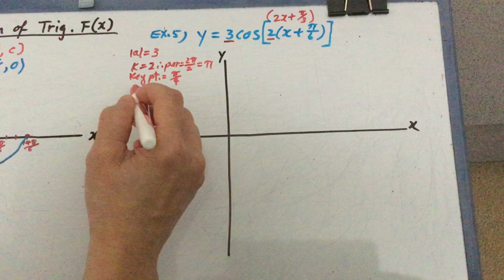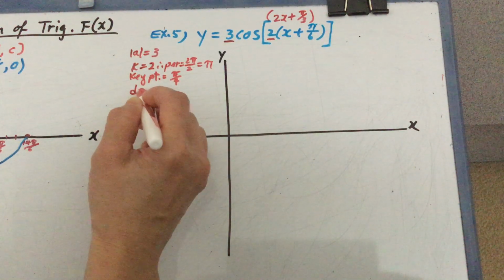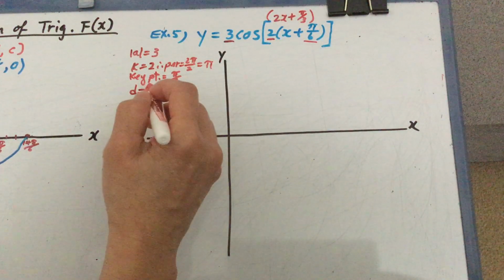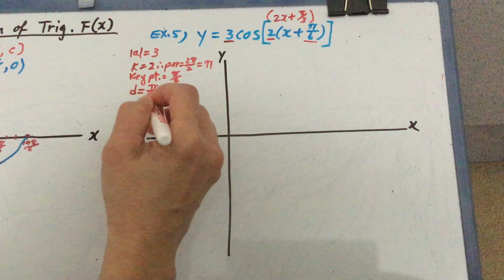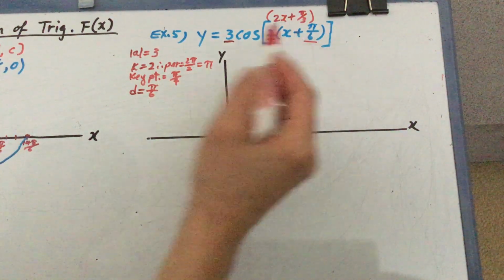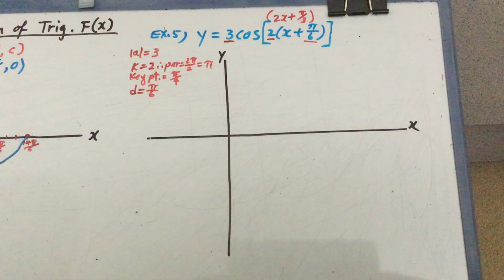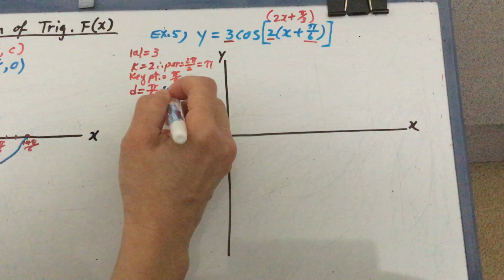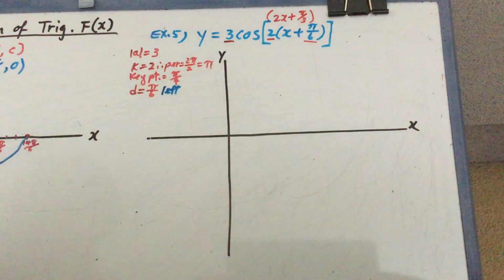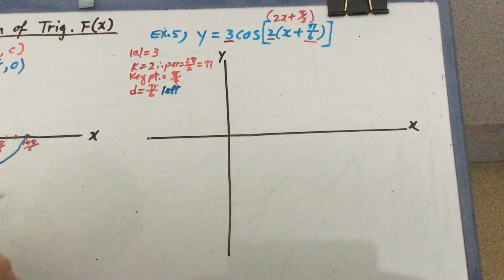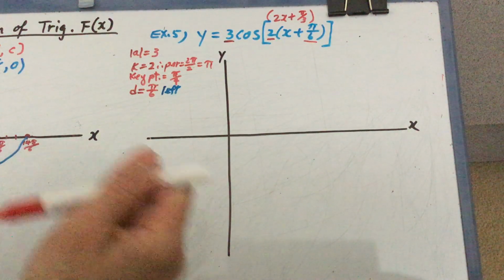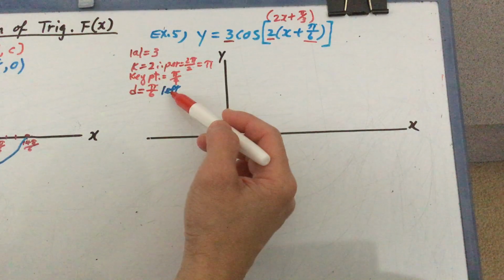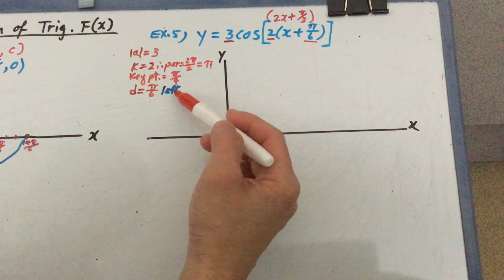Okay, and now for the phase shift, we do have a phase shift of pi over 6, but because the sign in front is a positive, that means this is a pi over 6 to the left. So this is very, very important. Not only do you determine how much it has moved, but you also have to indicate the direction: the graph is moving to the left.